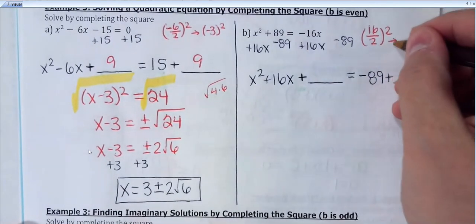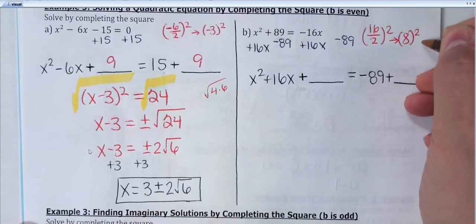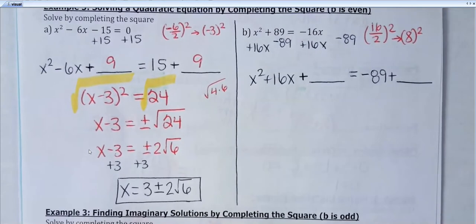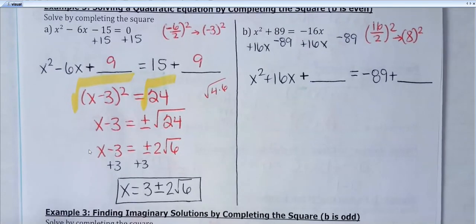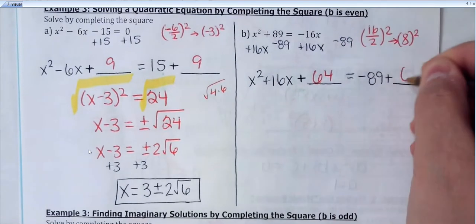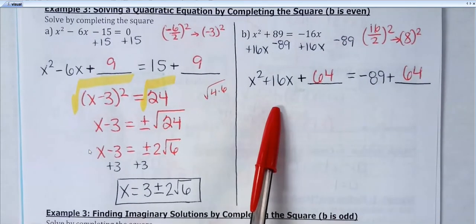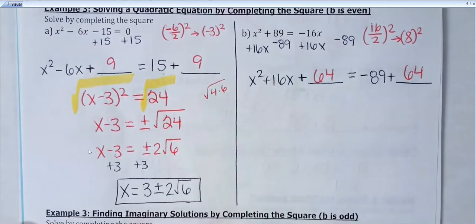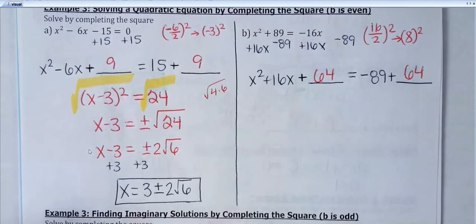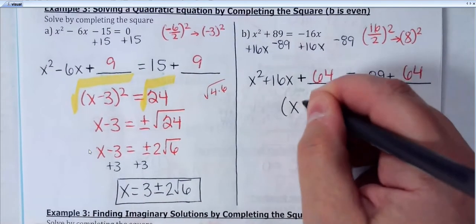So that would be 8 squared. What am I going to add to both sides? 64. Sweet. Okay. What would my factored form be on the left side? X plus 8. Perfect.